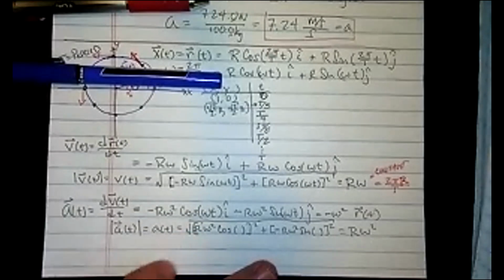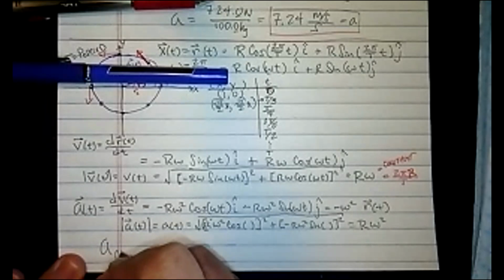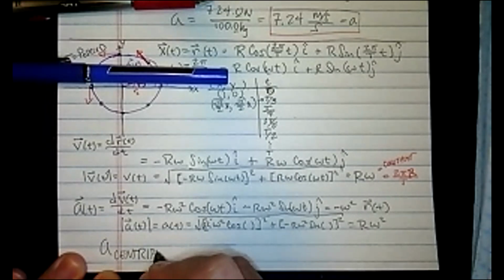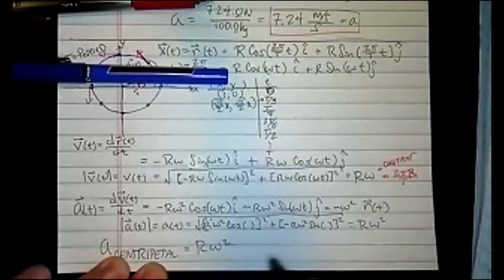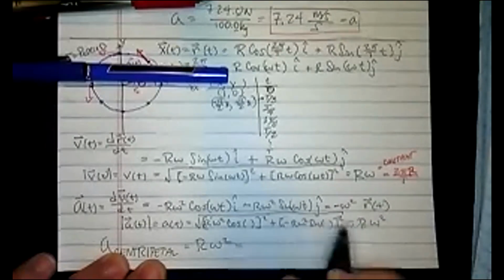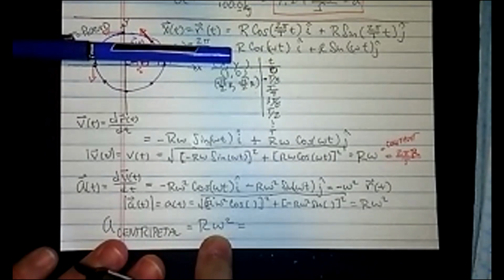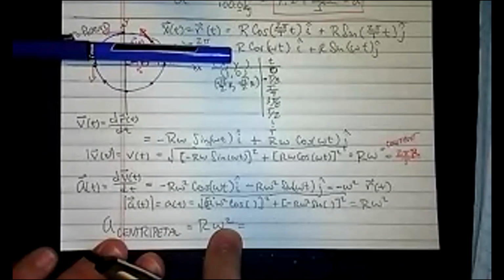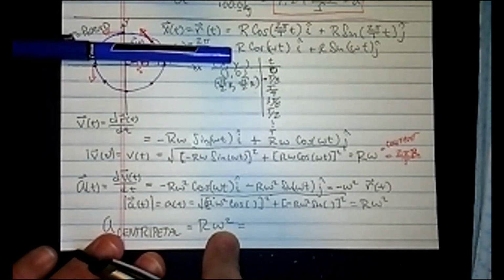So you can see the acceleration is a constant. And one way you can write it is a centripetal is equal to r omega squared. And that's a valid equation. If you know omega and r, you want to use that one. If you know the radians per second, that's what omega is. If you know degrees or revolutions per second, you need to convert it to radians per second and then use it.